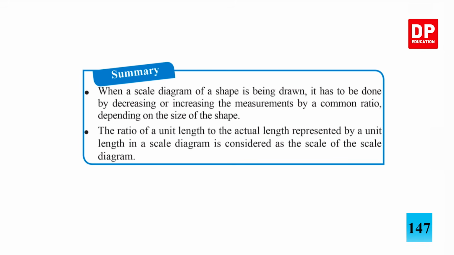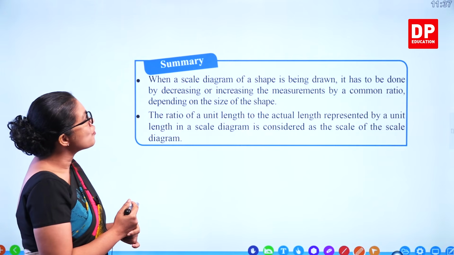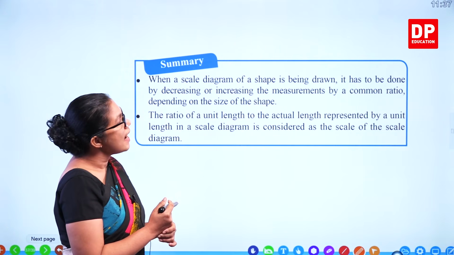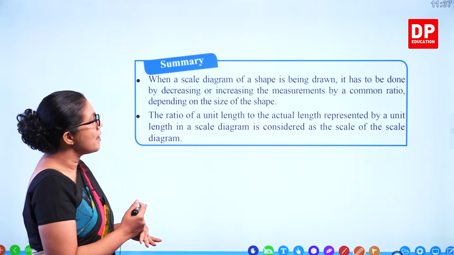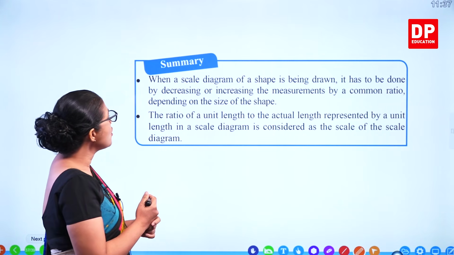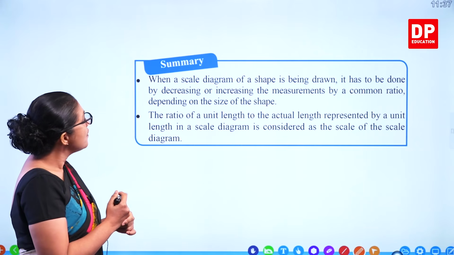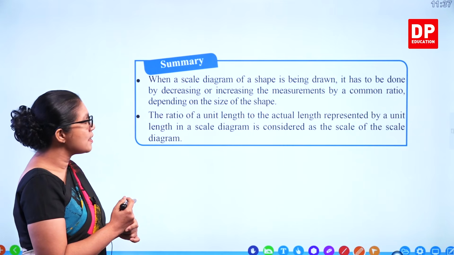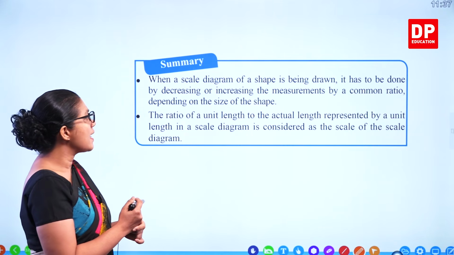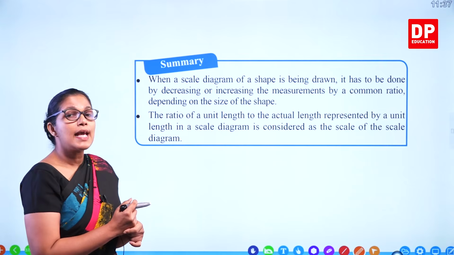So we covered all theory related to scale drawing. When a scale diagram of a shape is being drawn, it has to be done by decreasing or increasing the measurements by a common ratio, depending on the size of the shape. The ratio of a unit length to the actual length represented by a unit length in a scale diagram is considered as the scale of the scale diagram.